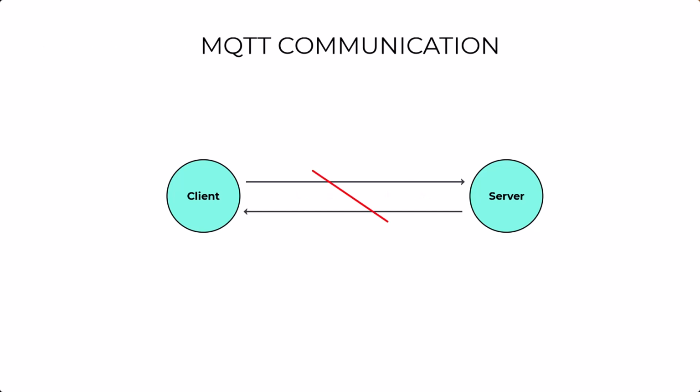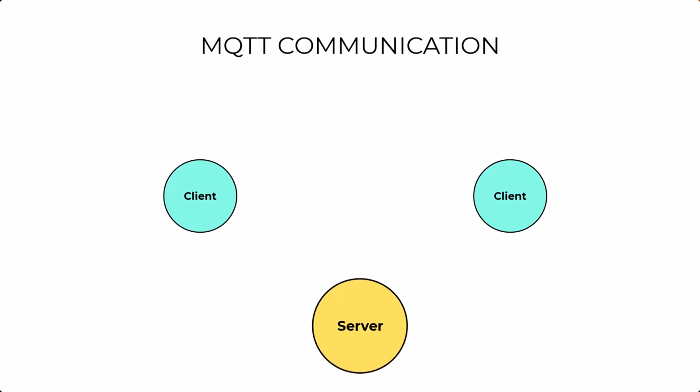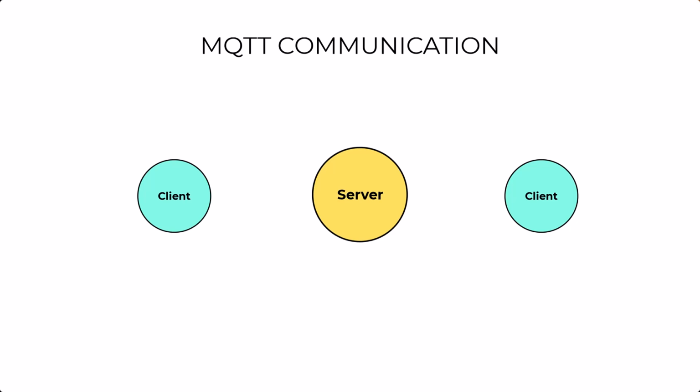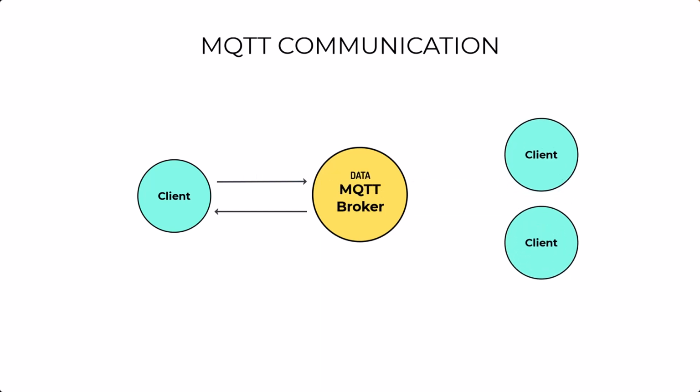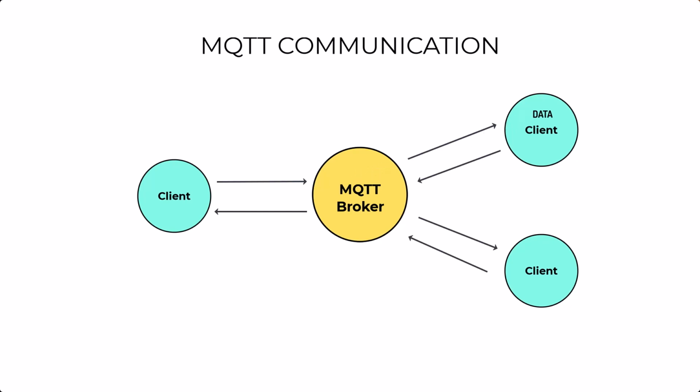In contrast, MQTT does not involve a direct connection between the two participants. Instead, a third component is introduced into the network, which essentially acts as a server. Its role is to coordinate the exchange of messages between the two participants, both of which function as clients. In MQTT, the client serves as the information source and pushes data to a server known as the MQTT broker. The broker then coordinates the distribution of the data to any client that needs it.